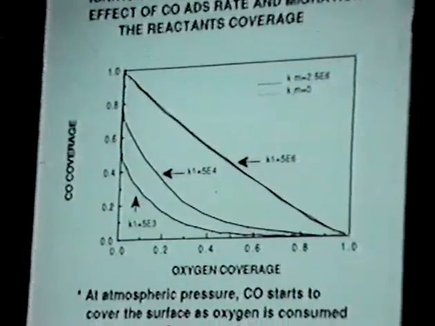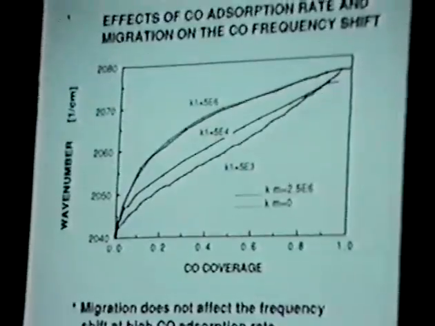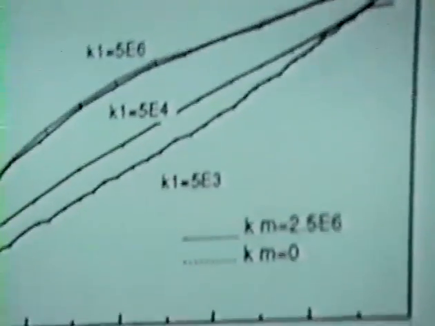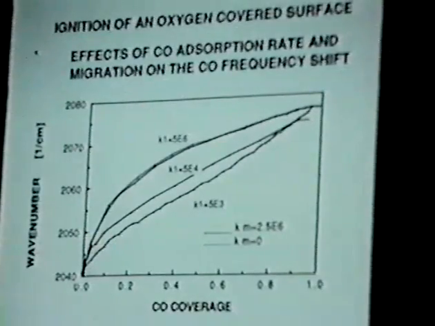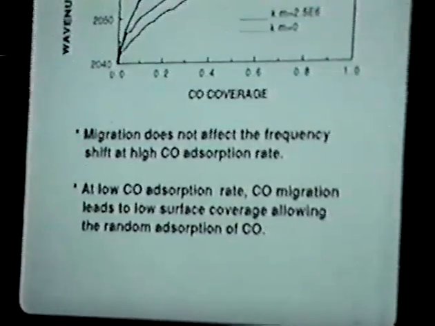I'll jump over this one. And again, looking at the effect of an oxygen covered surface, this is the reverse type of experiment. We start with oxygen and we put CO in the gas phase, and we see in this particular type of experiment a significant change in wave numbers versus coverage. At the high pressure, all the curves are the same for migration, Km, and no migration. So migration doesn't have any effect on the wave number at high pressures.